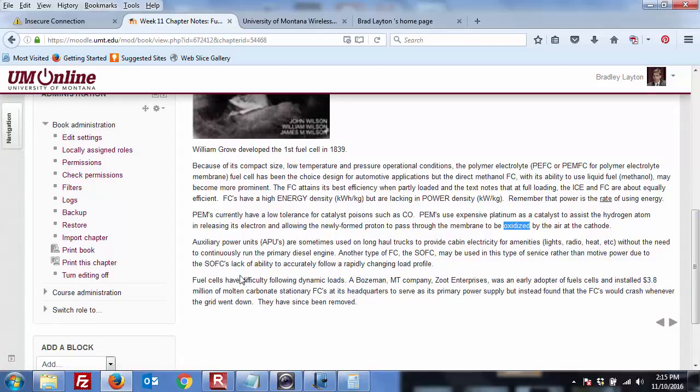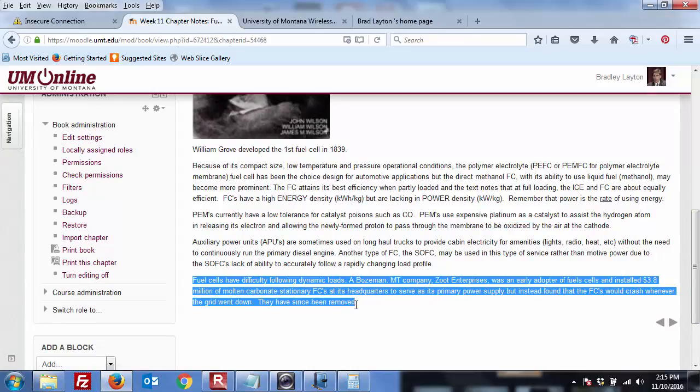And there have been a few false starts with a $3.8 million facility. And I think a lot of it's still in the R&D phases.